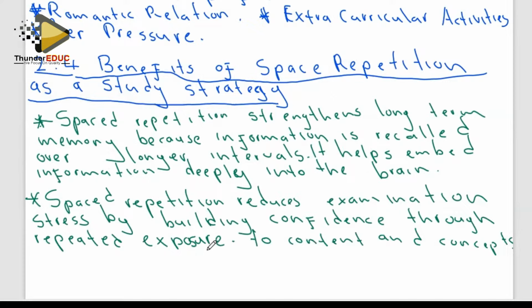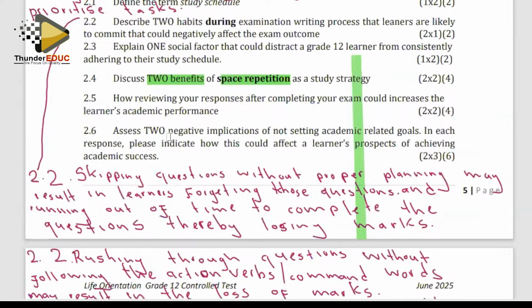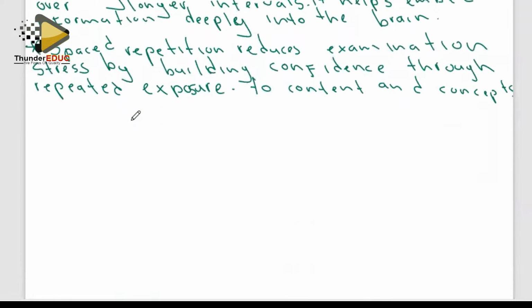So that is 2.4. 2.5, how reviewing your responses after completing an exam could increase a learner's academic performance. So at times, when you are done with the examination, you need to review your responses. You need to have a second look at your responses. So the question requires us to explain how reviewing your responses after completing the exam could increase a learner's academic performance. So we are similarly going to discuss this on the whiteboard. So 2.5.